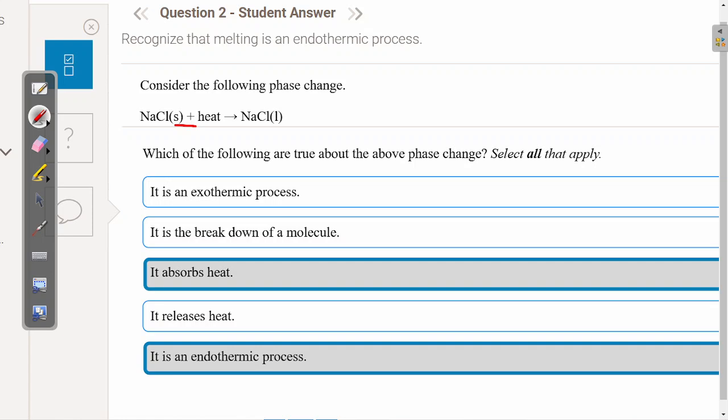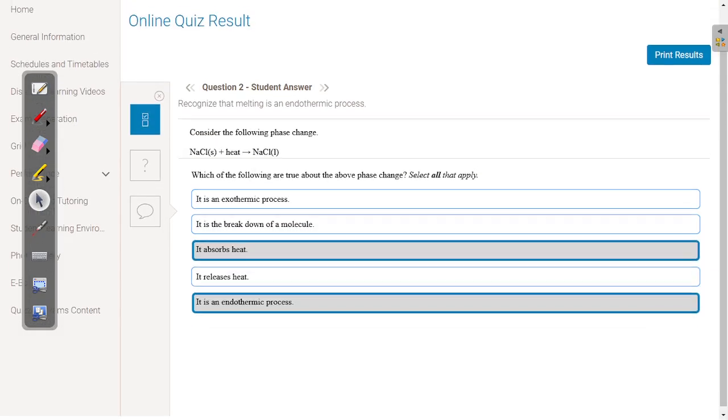It releases heat. No, I said it's not exothermic, so it does not release heat. It is an endothermic process. Yes, it is endothermic because the heat's on the reactant side.